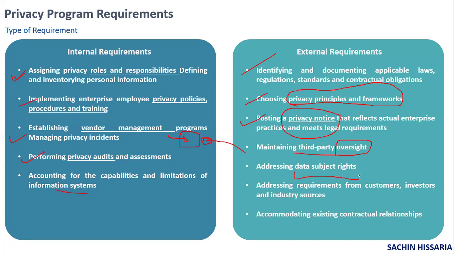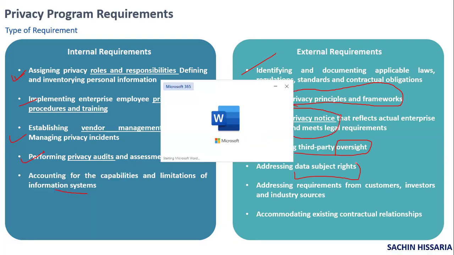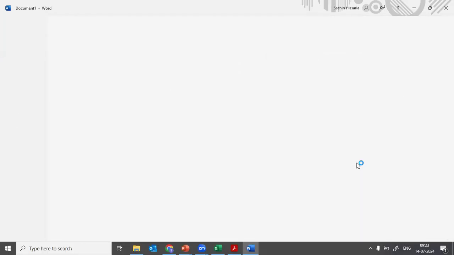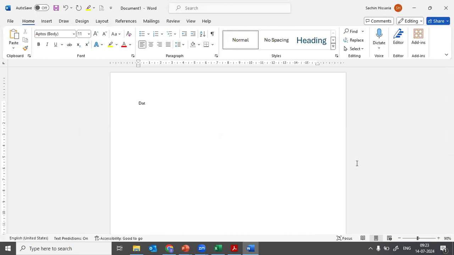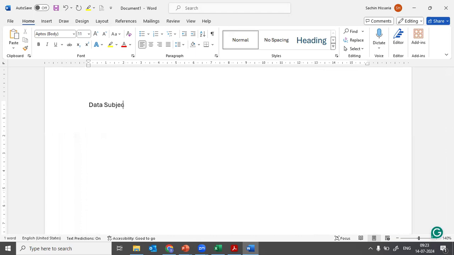The company needs to address data subject rights. Now what happens, guys, in each privacy law, the regulator will also define certain data subject rights. Now you might be thinking, who is a data subject? Guys, what is a data subject? It is a person whose personal information is collected. It is called a data subject.